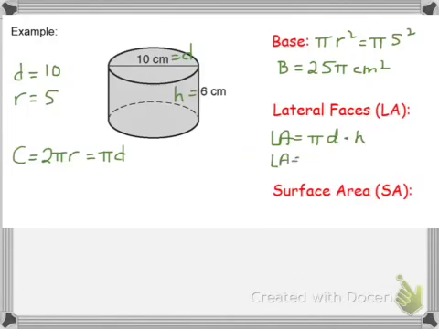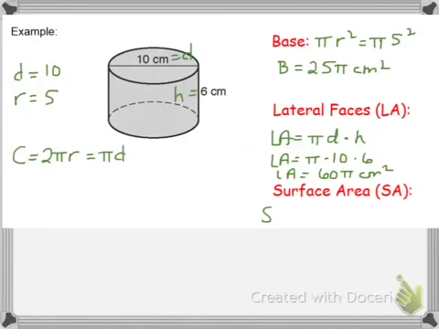So your lateral area is pi times 10 times your height, which is 6. Now this one is a cylinder that's going up and down, so notice how that 6 is a vertical line, still indicating the distance between your two circles. So simplifying your lateral area, 6 times 10 is 60, so that's 60 pi centimeters squared. And again, don't forget your units.